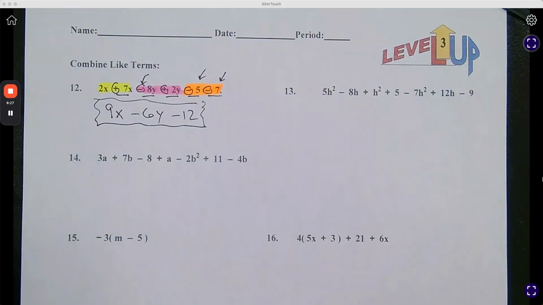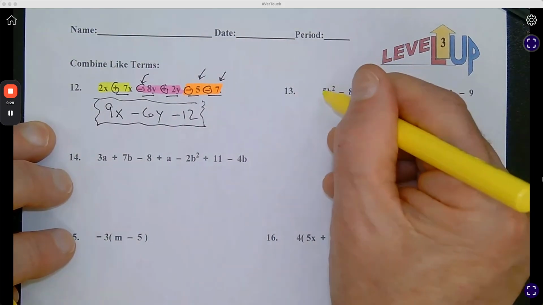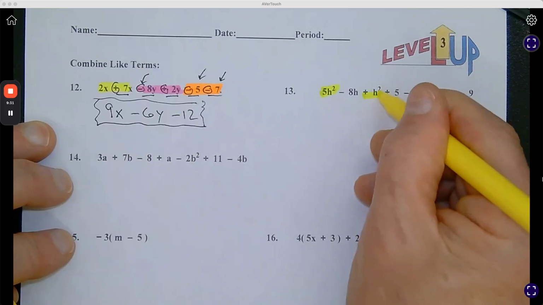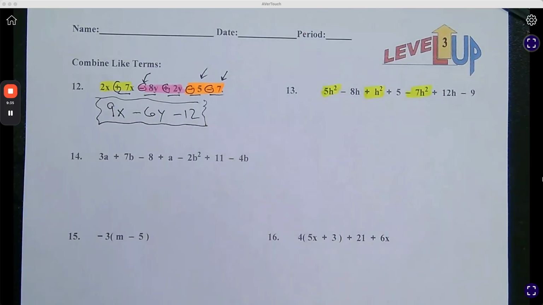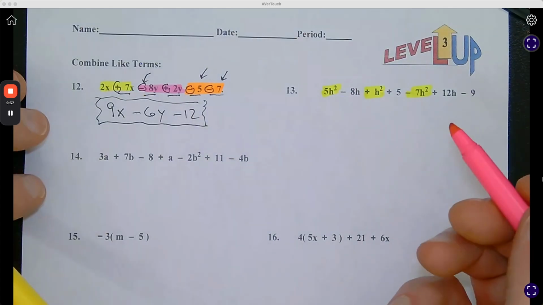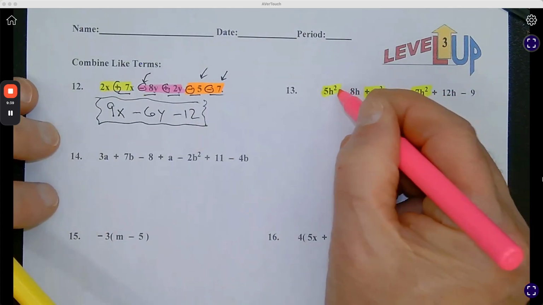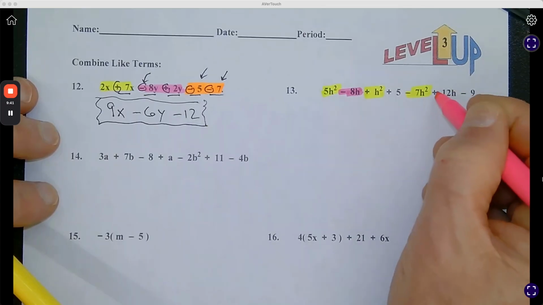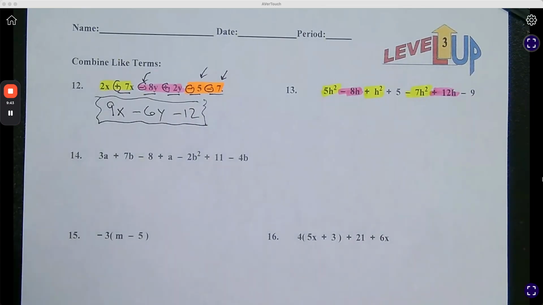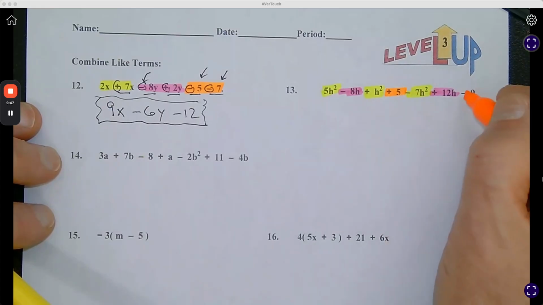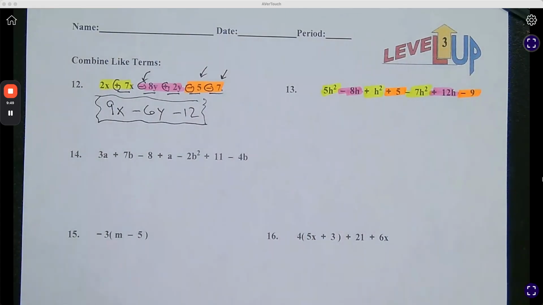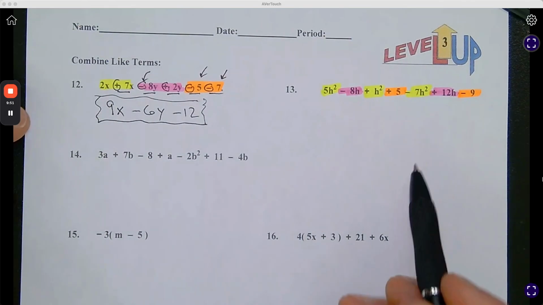All right, let's do number 13. I'm going to find all my categories of h squareds. Boom. Now I'm going to find all my categories of h. And then I have my constants. I have that and that. Okay. Let's get all our h squareds together.